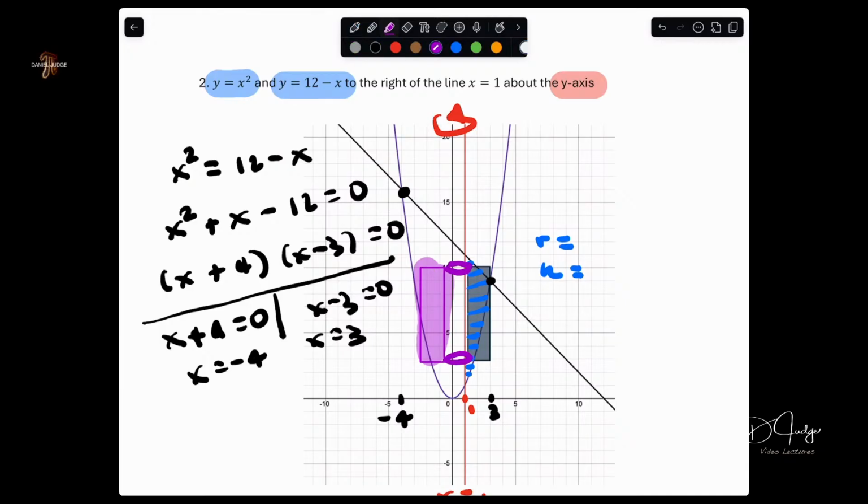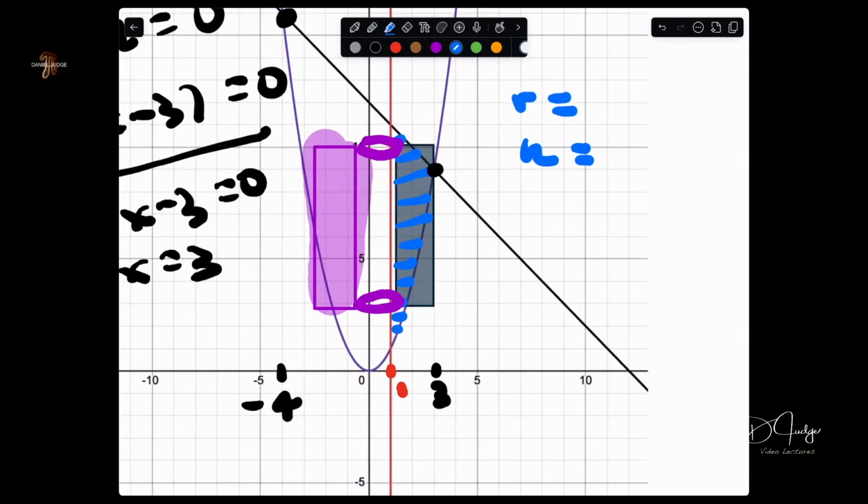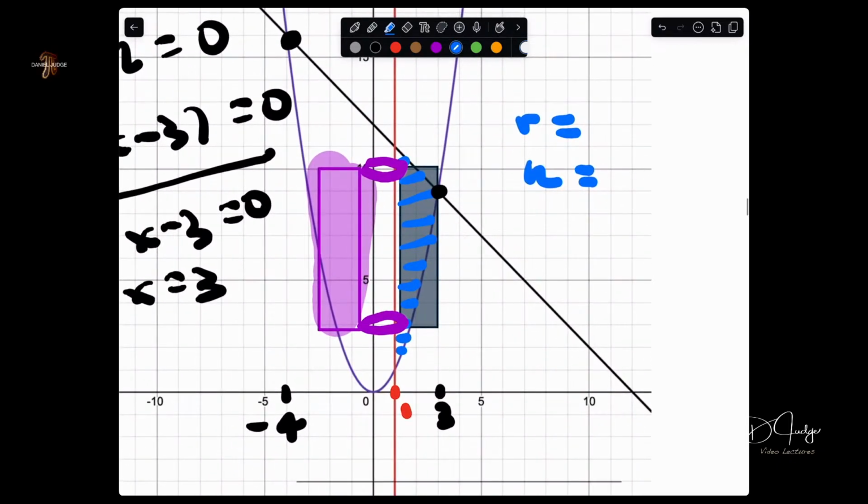Yeah, it's to the right. Your region is to the right of the line. X is 1. There it is.